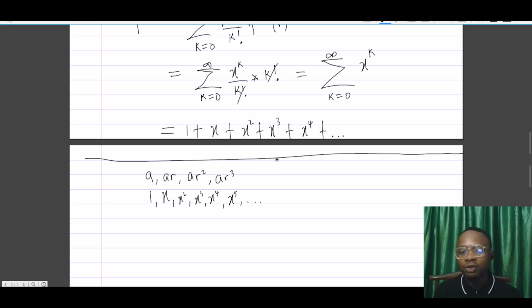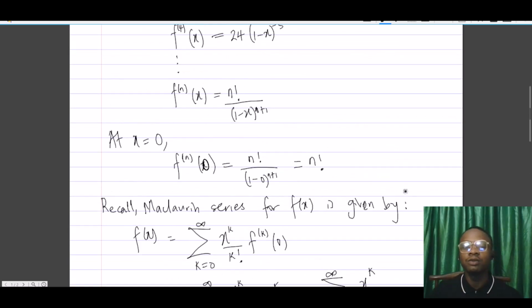Now, there's also something for geometric series that we call the sum to infinity, and the formula was a over 1 minus r. If you can remember this, or just revise some of the things you learned from elementary mathematics, you should recall that this is the expression for the sum to infinity. So if we use that for this geometric series where a is equal to 1 and r is equal to x, this is going to be a, which is 1, over 1 minus r, which is x. So this is 1 over 1 minus x, which is the function that we were given.